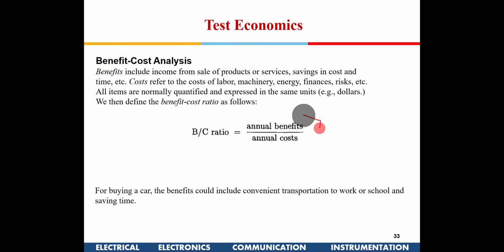This is annual benefits and total cost. These need not be directly in dollars or rupees. For example, for buying a car, the benefit could be convenience of transport. That is a benefit, and that needs to be converted into cost.